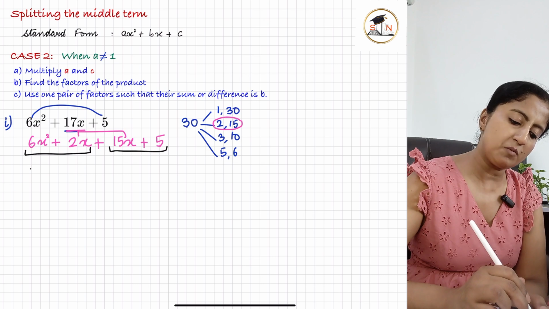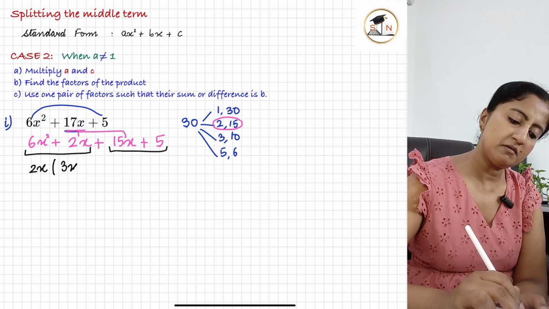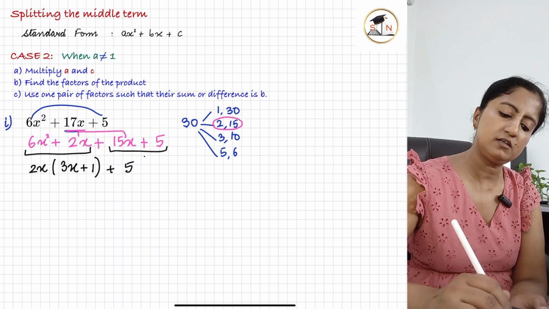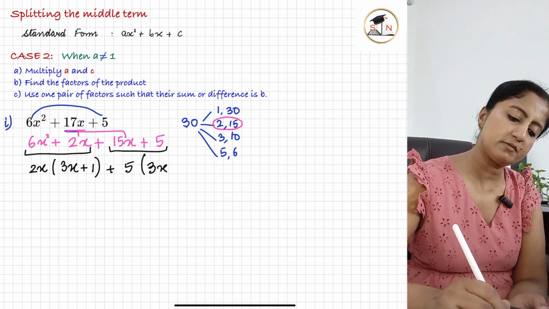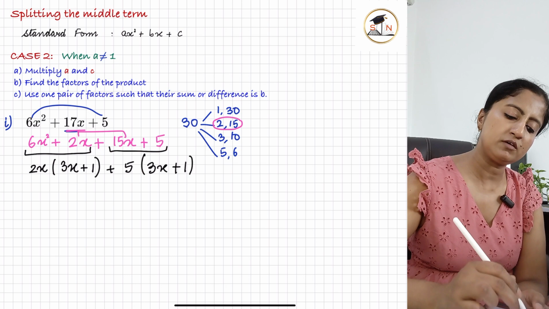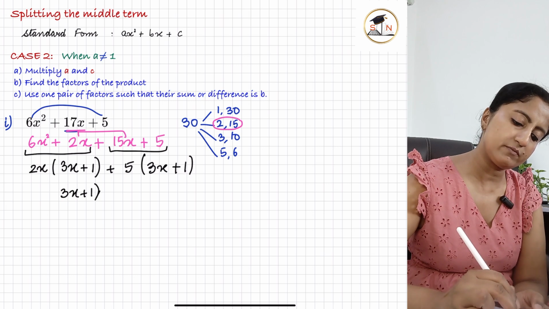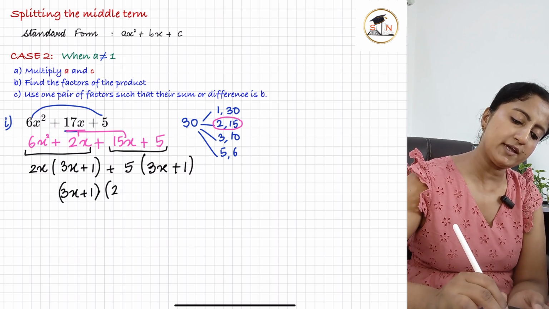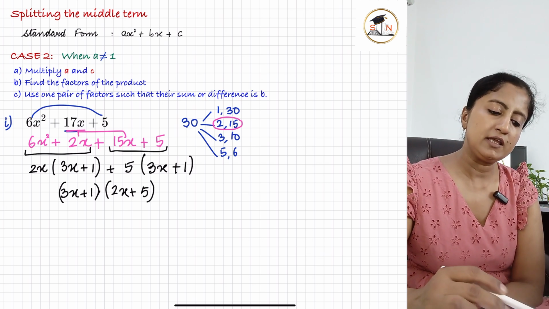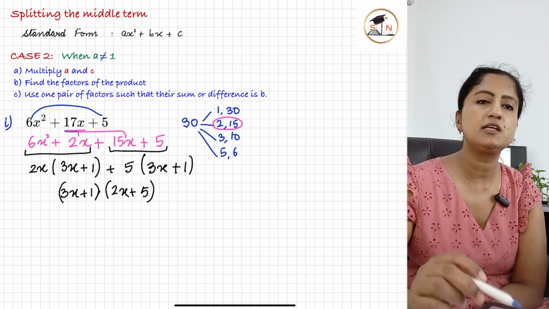The first group gives me common factor as 2x, and that leaves me with 3x plus 1. Now, the second group leaves us with 5 as a common factor, and that leaves us with 3x plus 1 inside. Now, we can see we have got one bracket, one group as a common group. So that becomes our first factor, that is 3x plus 1. And the second factor becomes 2x plus 5. So this is how we factorize splitting the middle term when a is not 1. That means the coefficient of x square is not 1.